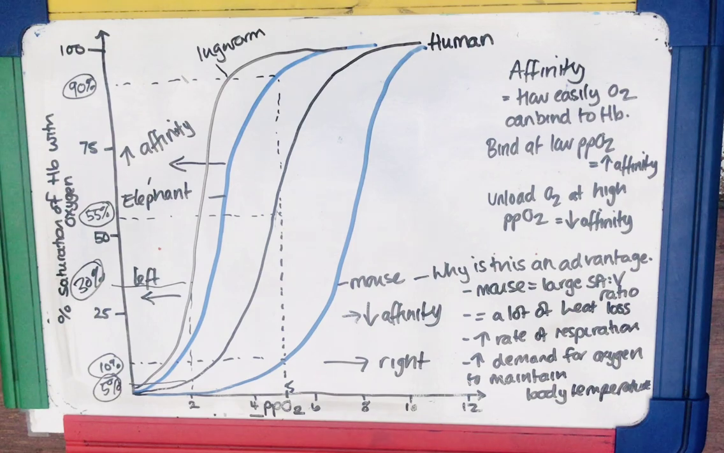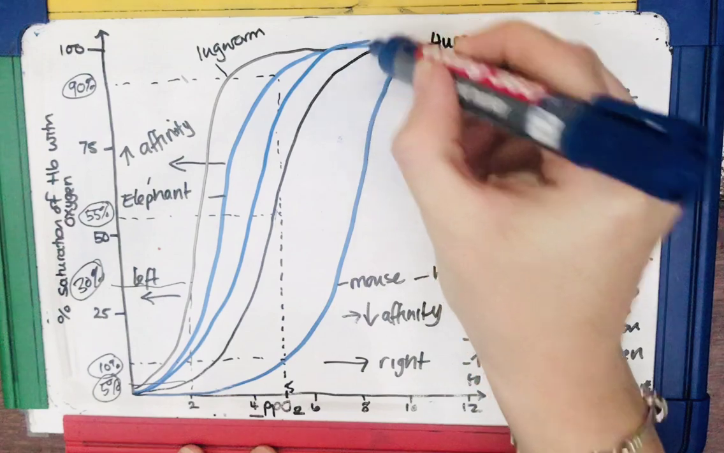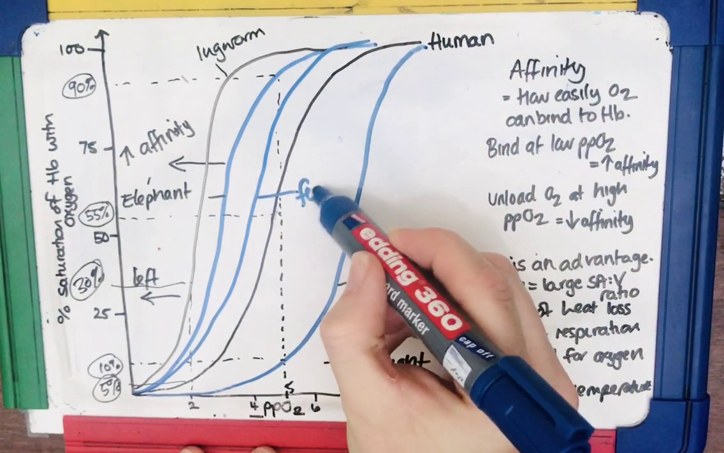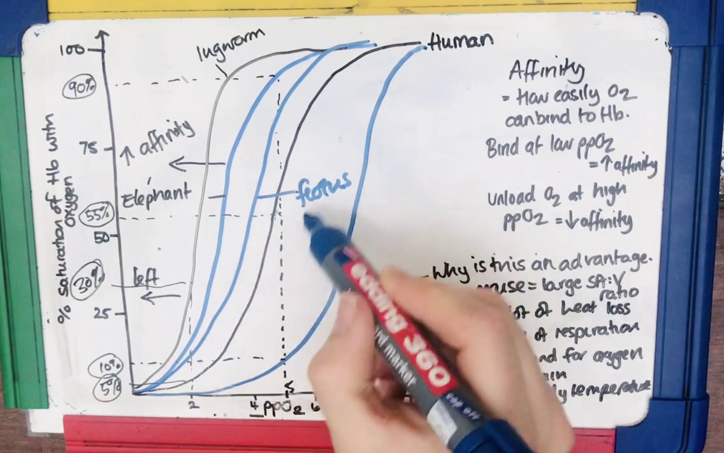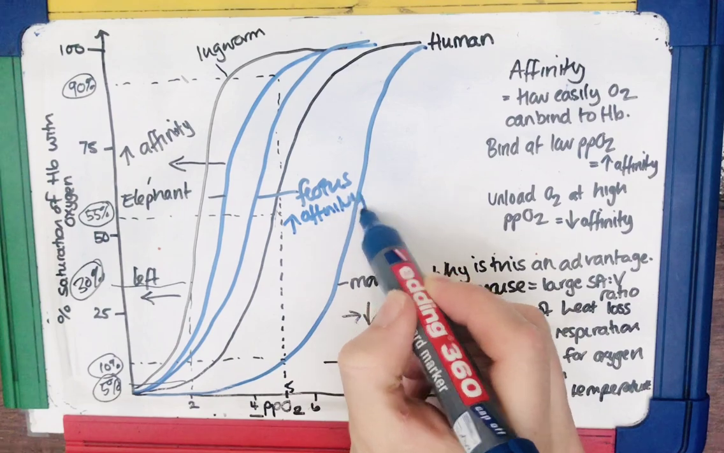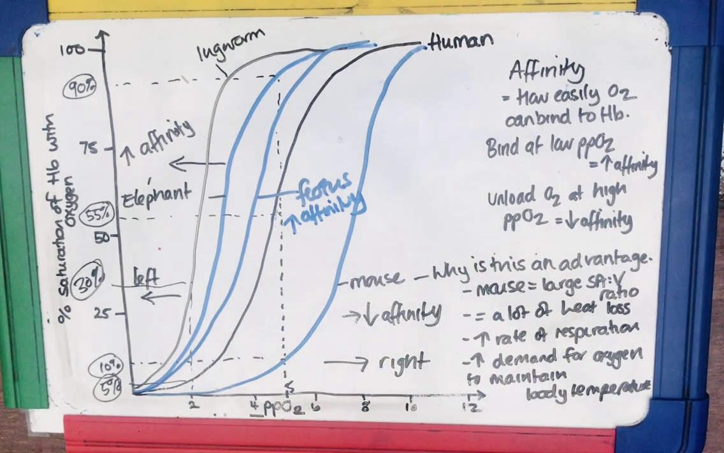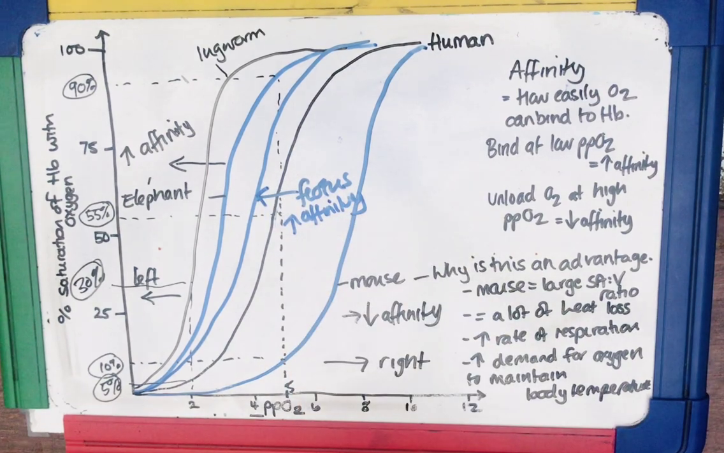The final example I wanted to show you was fetal, this is a fetus. Fetal haemoglobin has a higher affinity than the mother's haemoglobin because it needs to be able to attract the oxygen from the mother's haemoglobin in order to bind. Otherwise the oxygen would stay bound to the mother's haemoglobin. Okay.